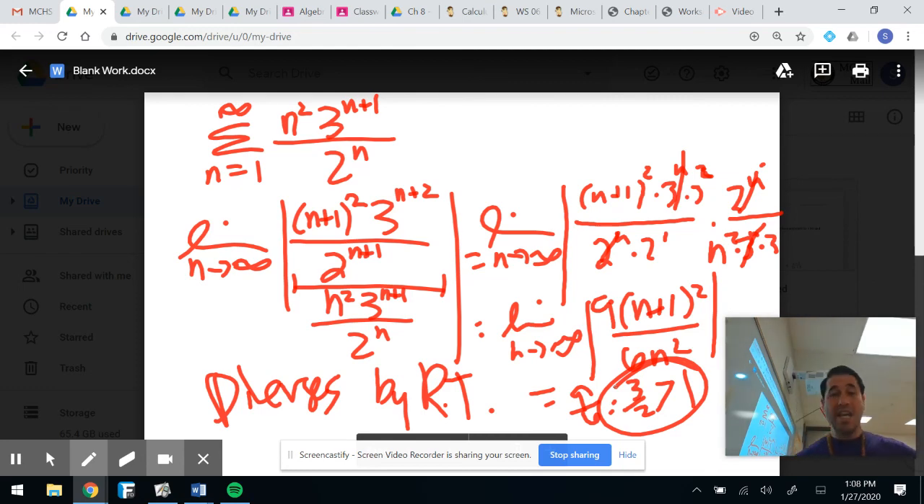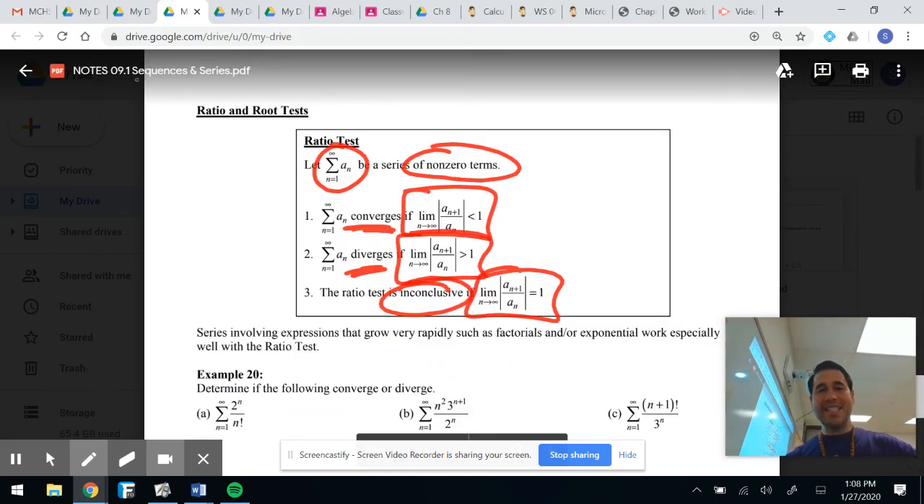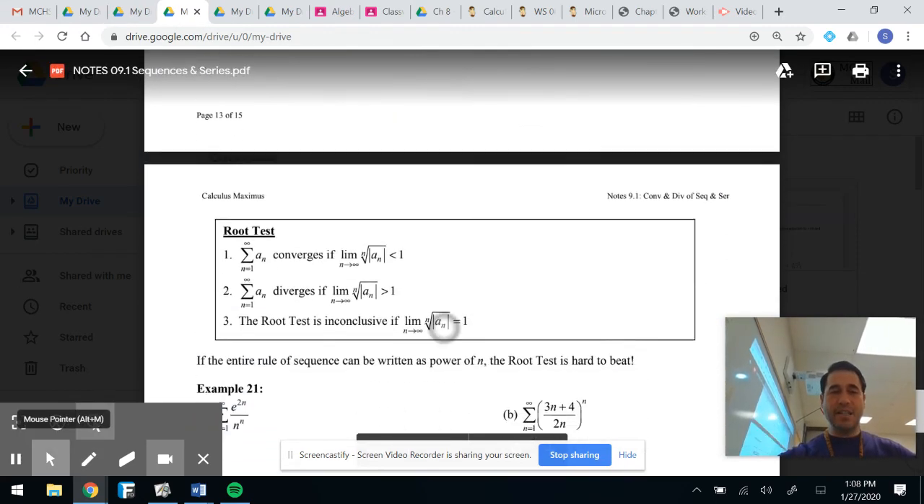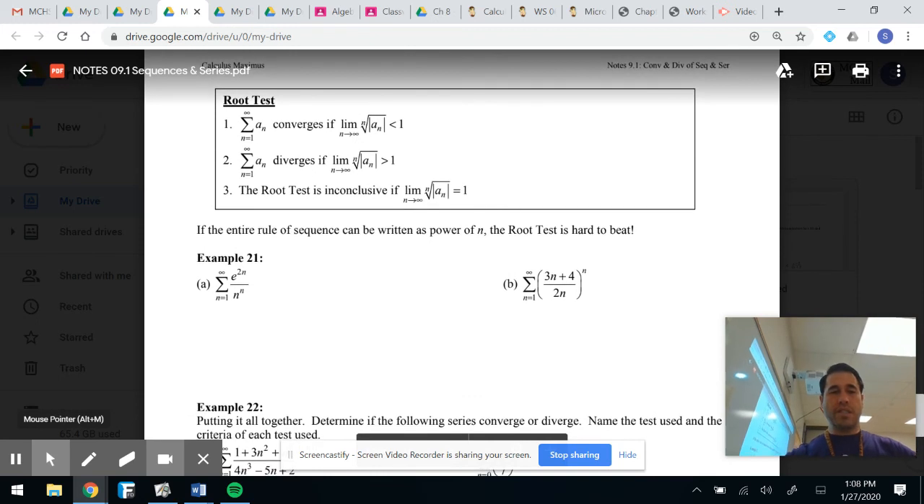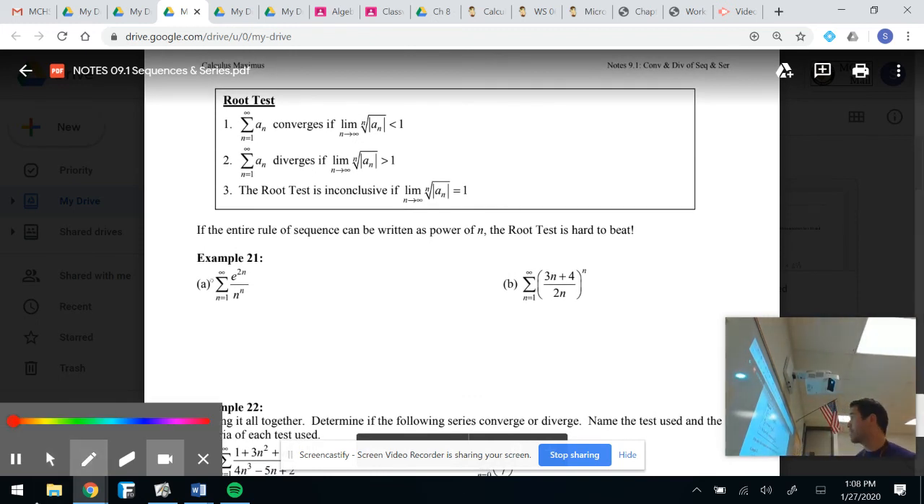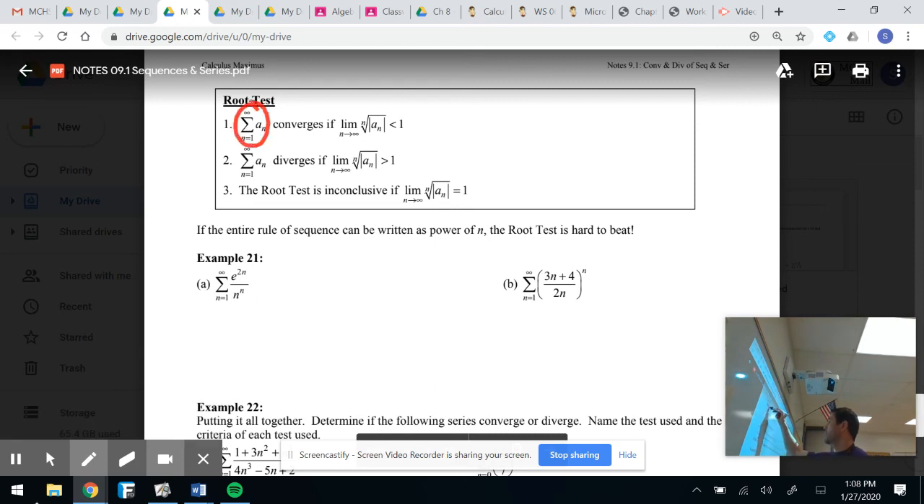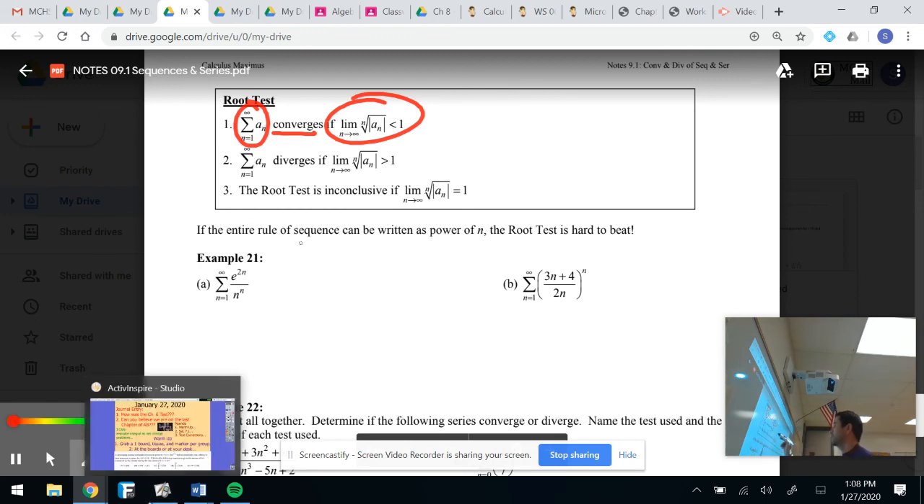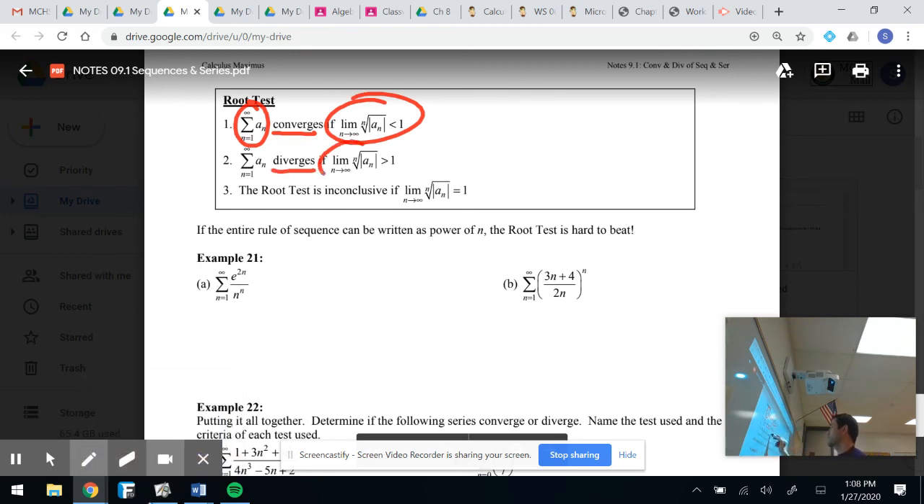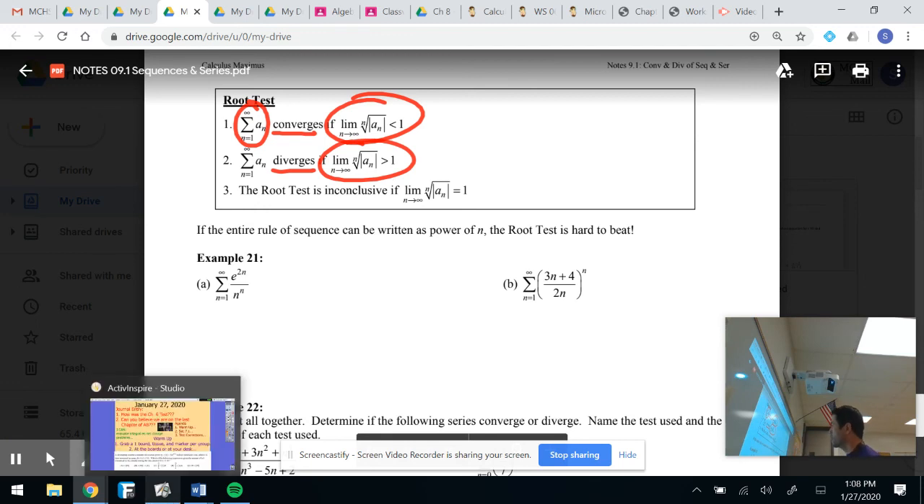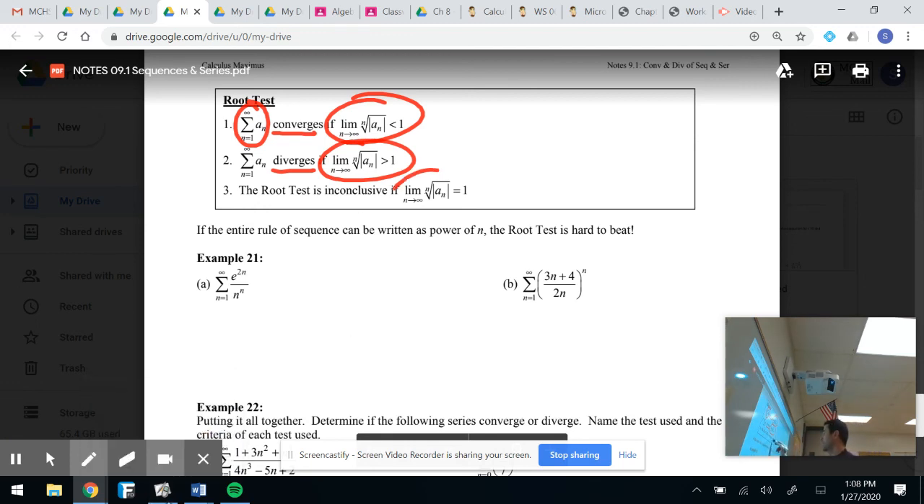It looks like I got to do one more. So we got one last test. Let's get it done. Here it is, the root test. Now, when do we use the root test? When you use the root test, your series is going to converge whenever the limit of the nth root of it is less than 1. It's going to diverge whenever it's greater than 1. And it's inconclusive when the nth root limit is equal to 1.